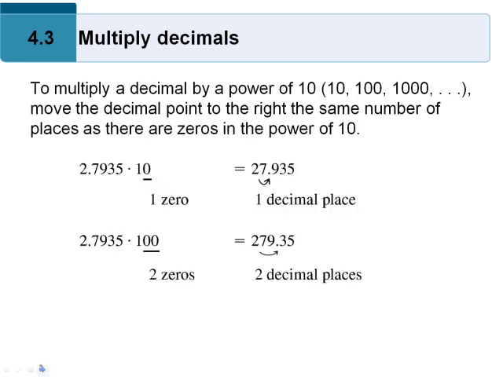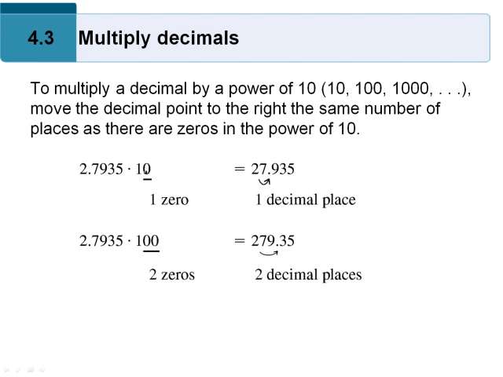Now, the next concept deals with multiplying decimals by powers of 10. So powers of 10 are numbers like 10, 100, 1000, etc. And what you have to do is look at your power of 10, like in this case the 2.7935 times 10, there's 1 zero there.